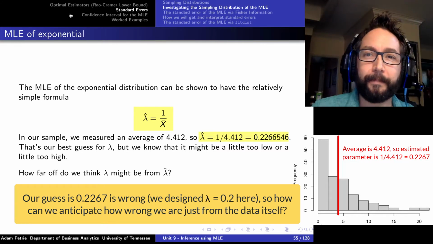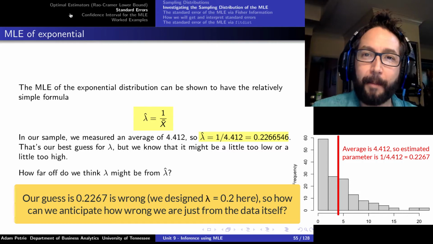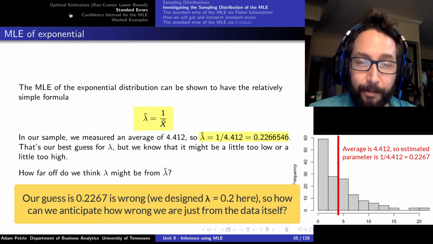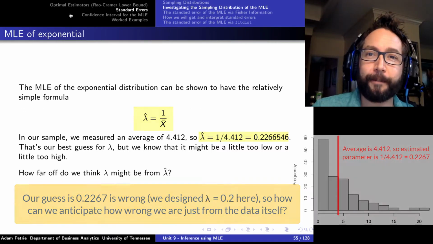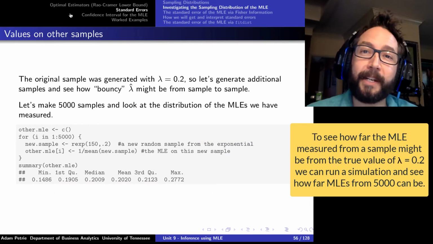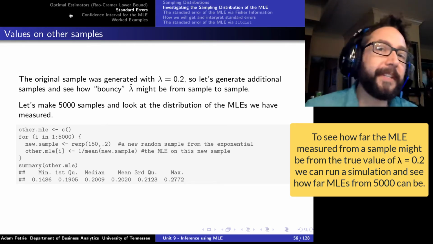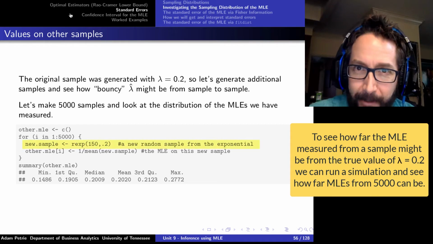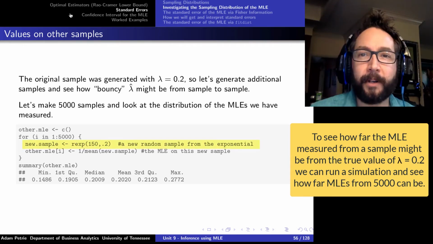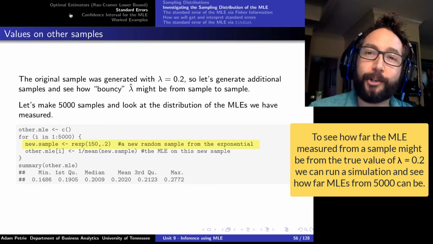going to be? Well, let's explore something about the sampling distribution of the MLE when we go and take a random sample from an exponential distribution. In this case, I generated this data with an exponential distribution that had a lambda equal to 0.2. So what if the data values came out a little bit different? What if I had a different set of 150 random values from this distribution? What kind of variety in the sample averages, and therefore variety in the MLEs, might I actually measure?